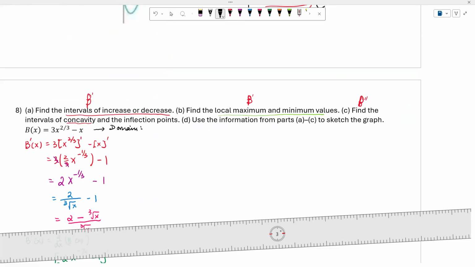Then you will see that for the domain of the function b, we have 3 times x to the power of 2/3, or 3 times the cube root of x squared. Basically, remember the cube root, the domain is all real numbers. Then x again is all real numbers. So the domain of the function b basically is negative infinity to infinity.